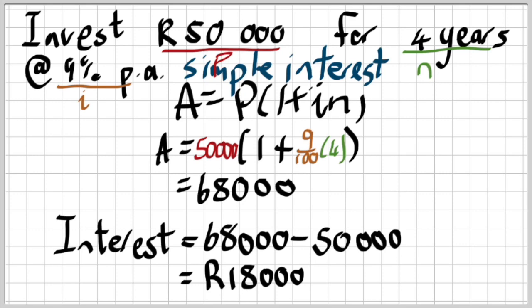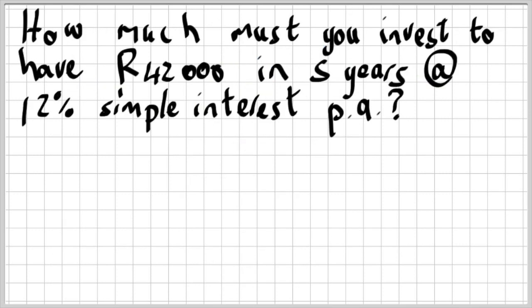But what if I give you a sum like this? How much must you invest to have 42,000 Rand in 5 years' time at 12% per annum? And one of the most important things, ladies and gentlemen, that you are going to have to learn to do with these sums is to actually analyze the question, but also draw a little timeline. So what I love to do is draw a timeline. A basic timeline, a starting point and an end point.